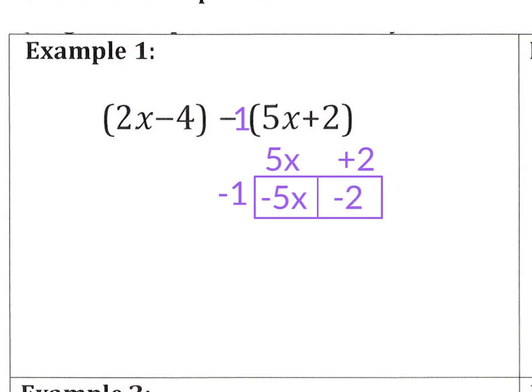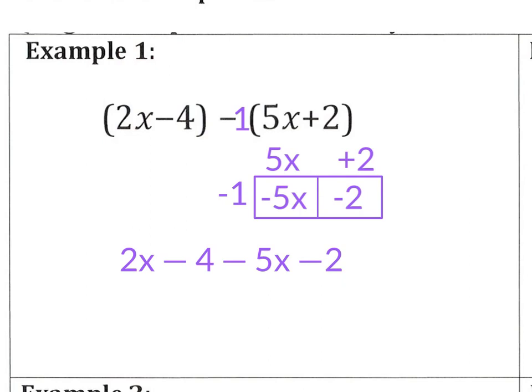So when I rewrite, now this one I didn't have to set up an area model for because I'm just multiplying by a positive 1. So I will still have 2x minus 4 from this parentheses here. But then the other one will change to a negative 5x, so minus 5x, and a negative 2, so minus 2.